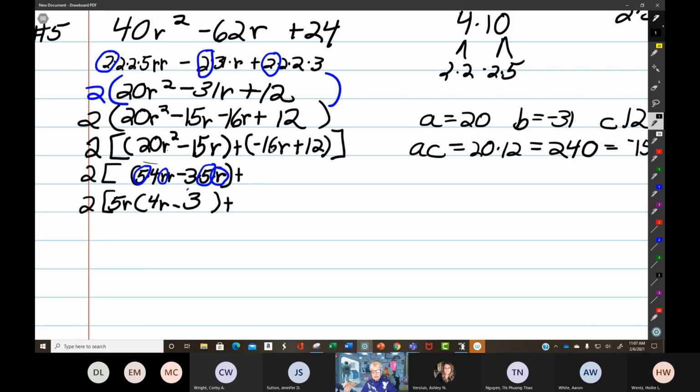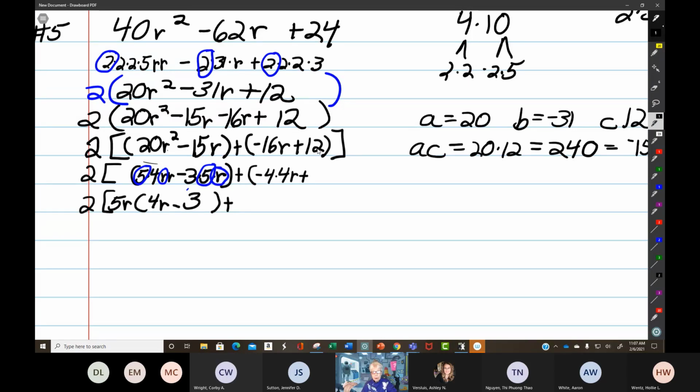Now 16, forgetting the sign for a minute, 16 and 4, both are divisible by 4. That is, 4 goes into them evenly. So let me write it down like this. Negative 4 times 4R plus, now, when the leading term is negative, the GCF has to be negative. That means I have to pull out a negative 4.